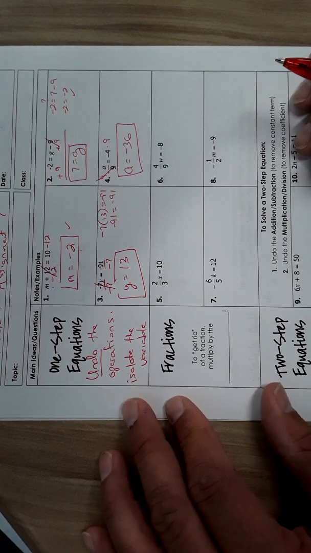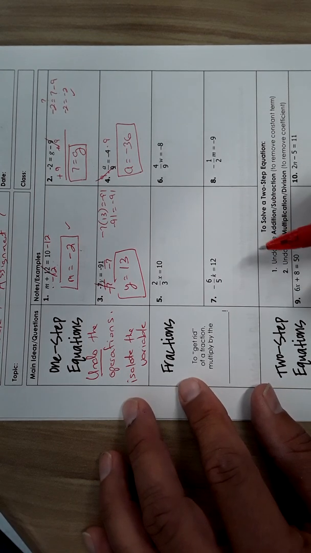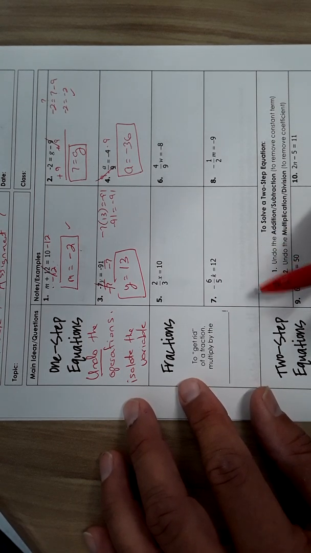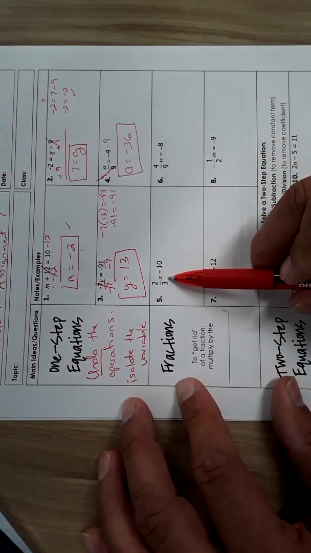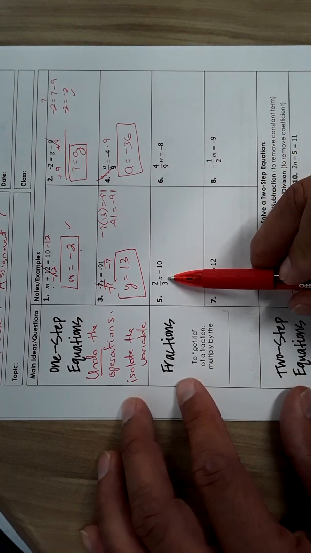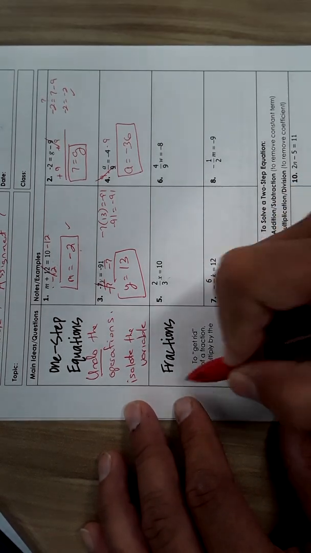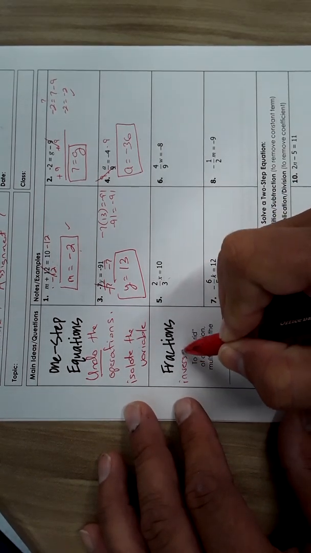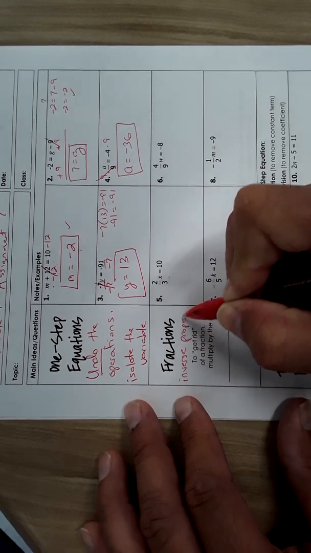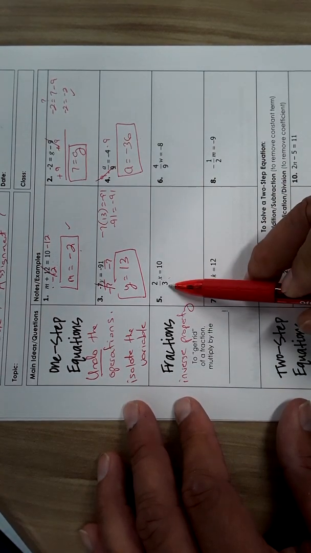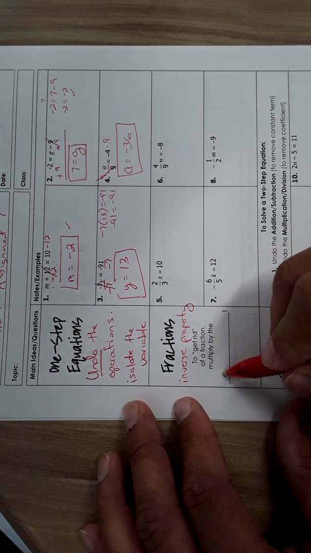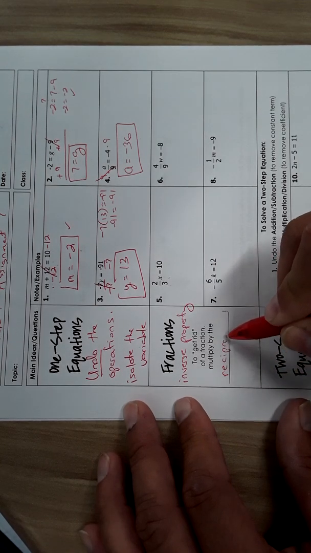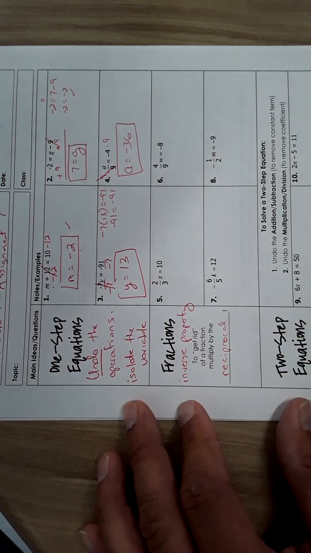These next set of problems have fractions in them. They are still considered one-step equations because I can take care of this and get the variable all by itself with one step. If you remember, we learned the inverse property of multiplication that says if you take a fraction and you multiply it by its reciprocal, you end up eventually with the number 1.